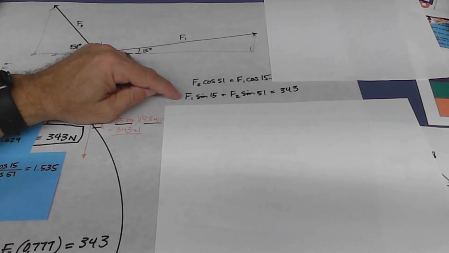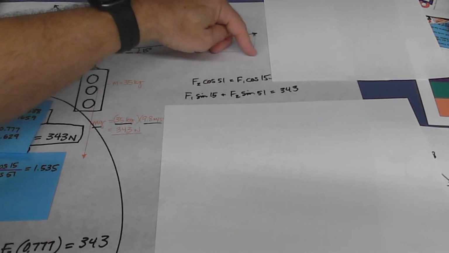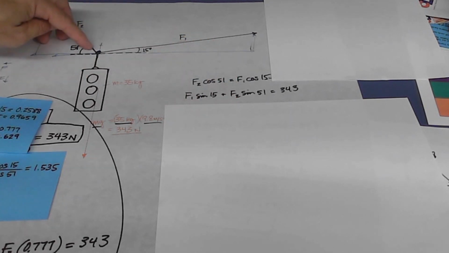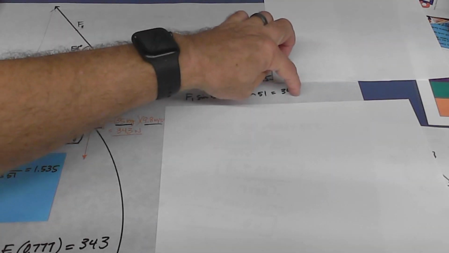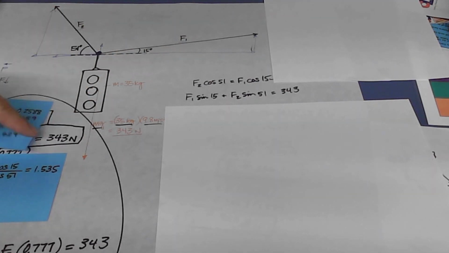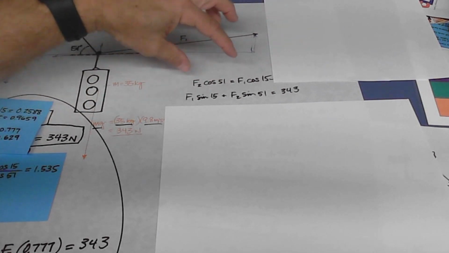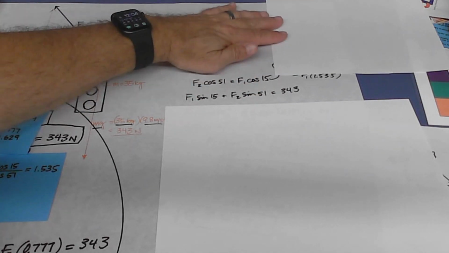And vertically speaking, F1 times sine of 15, which is up, plus F2 sine of 51, up. Those two ups equal 343, which is mg down. Okay, now I'm going to take these two equations with two unknowns and rearrange.